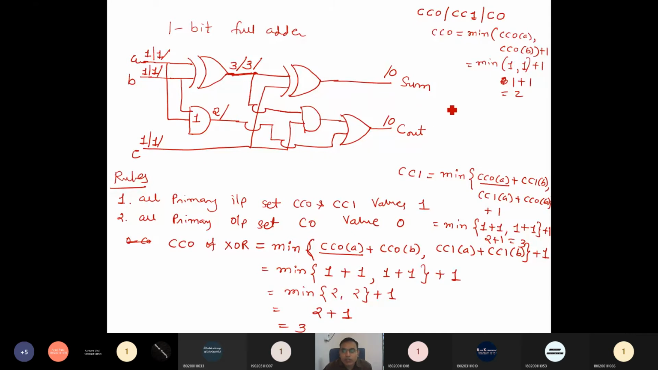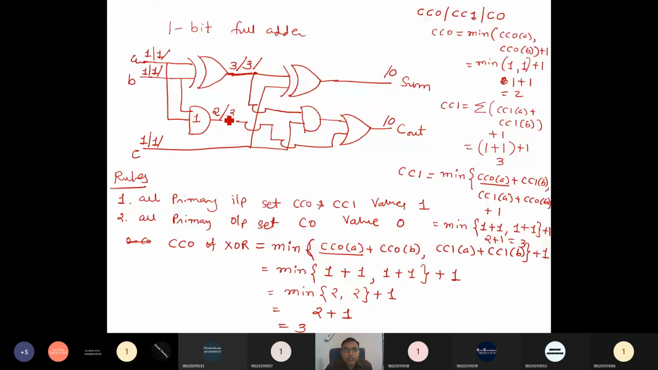What is the CC1 value of the output of the AND gate? When all the inputs are 1, then the output is 1, so it is the summation of the input 1 controllabilities. So it is CC1 of A plus CC1 of B, plus 1. CC1 of A is 1, CC1 of B is also 1. So 1 plus 1 plus 1 is equal to 3. So the CC1 value of the output of the first AND gate is 3. Is it clear? Any questions?